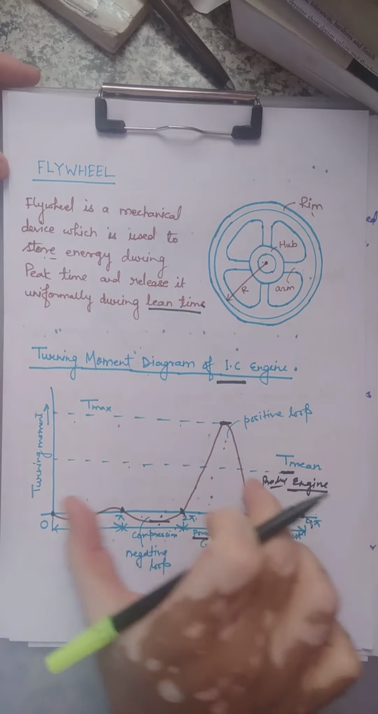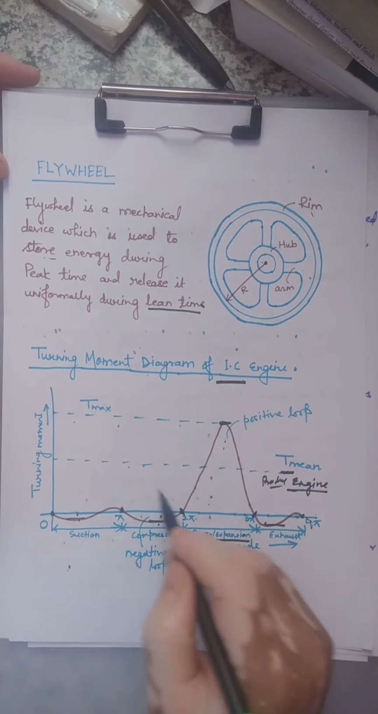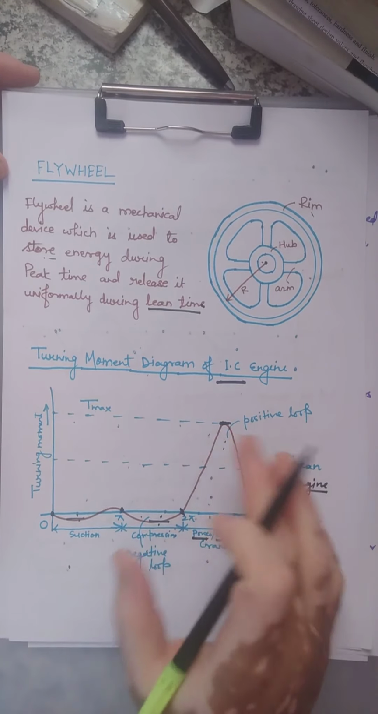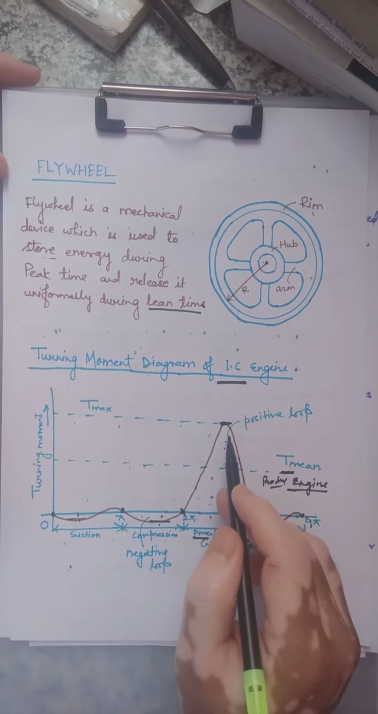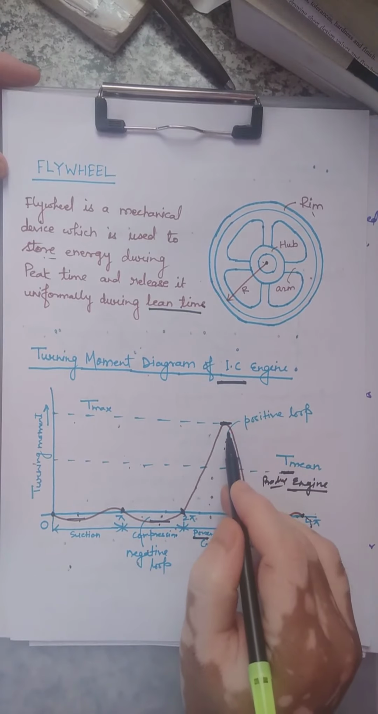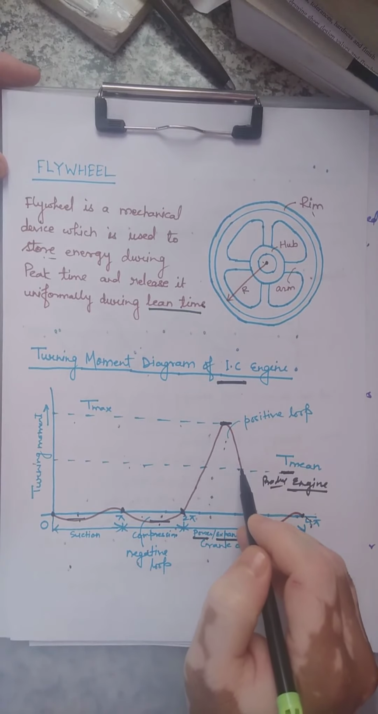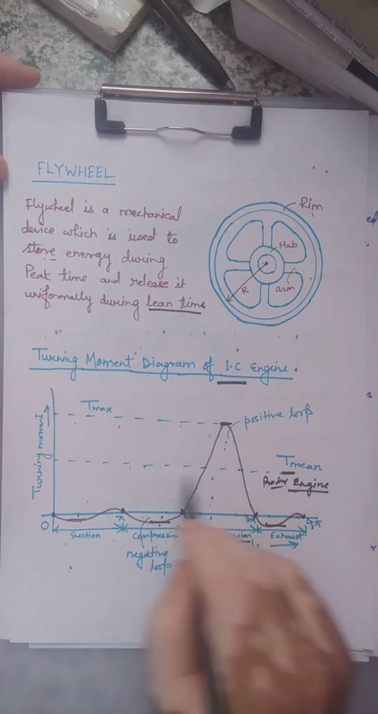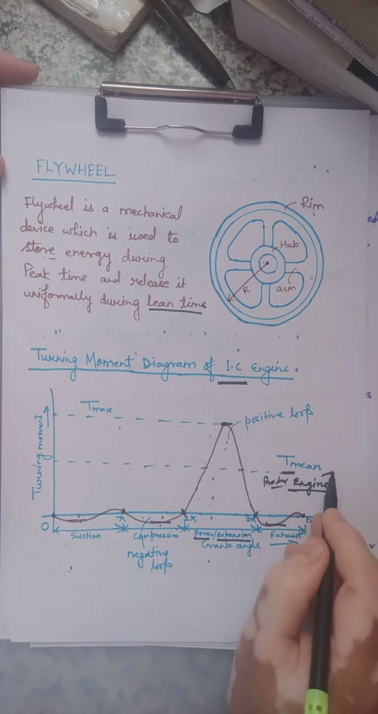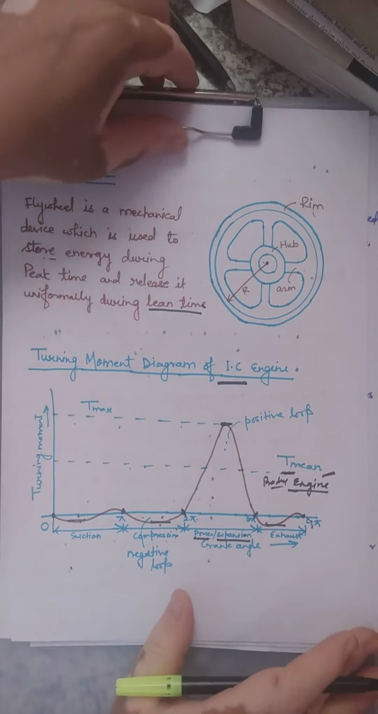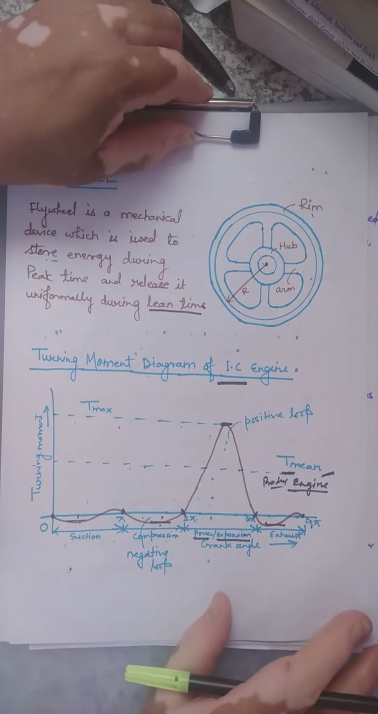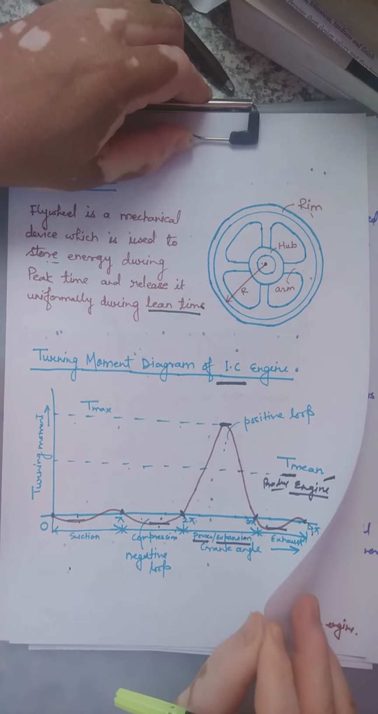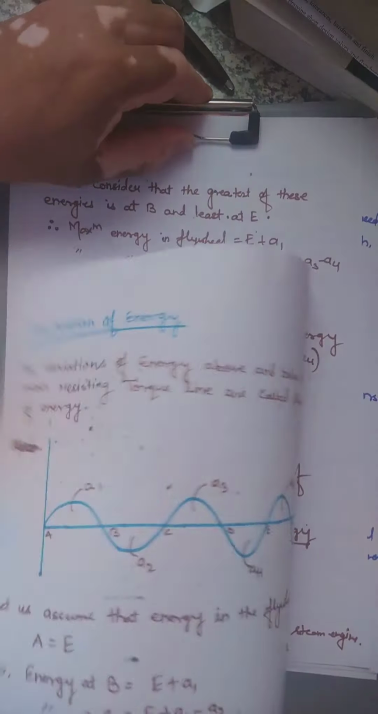And if there is no flywheel, then we will get this uneven power throughout the cycle. While using a flywheel, the energy will be distributed from very high to uniform power distribution, or uniform energy distribution. That's why we use a flywheel in our IC engine, and in presses and many other devices.